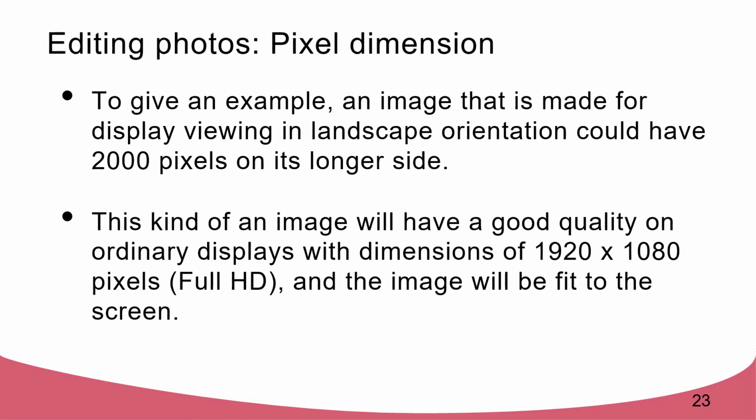To give an example, an image that is made for display viewing in landscape orientation could have 2000 pixels on its longer side. This kind of an image will have a good quality on the ordinary displays with dimension of 1920 by 1080 pixels. It is full HD display, and the image will be fit to the display or screen.